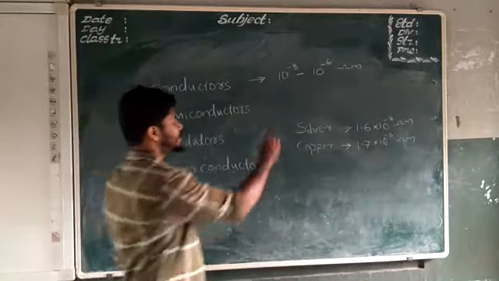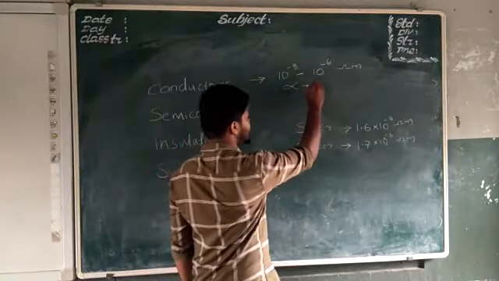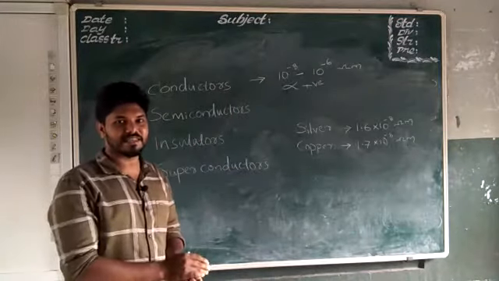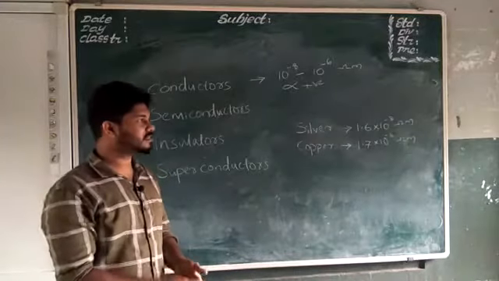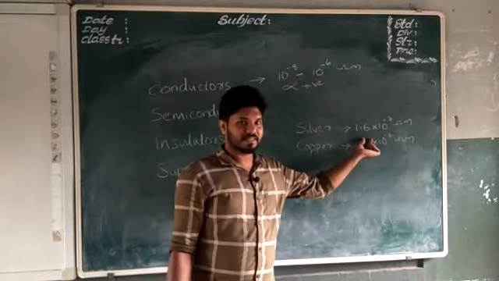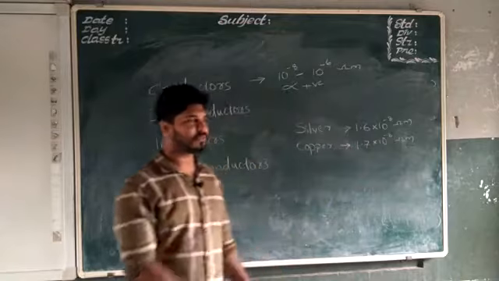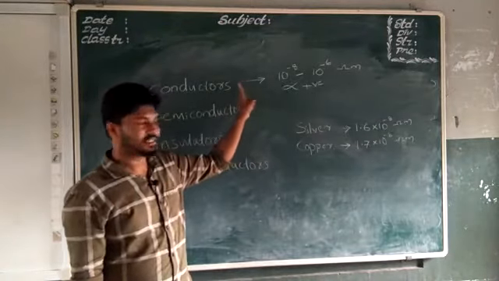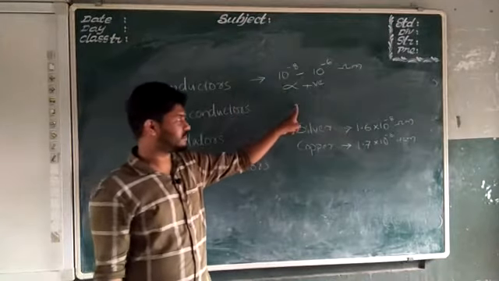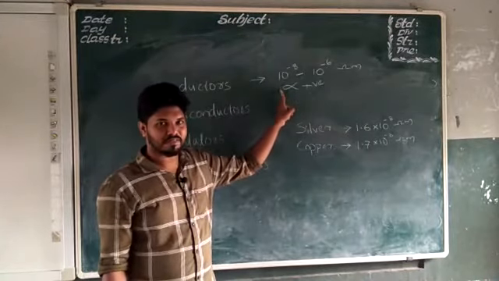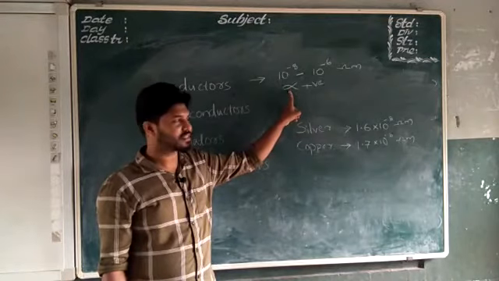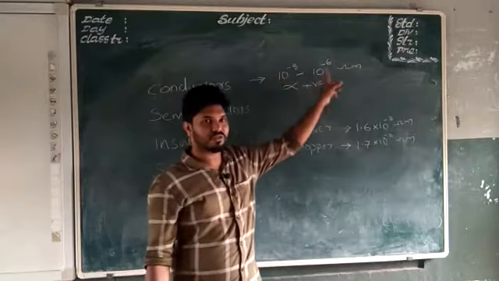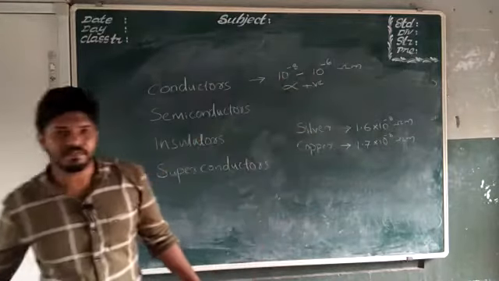And see, their alpha is positive. What does positive alpha mean? Their resistivity increases when we increase the temperature. Remember the point. These are the 2 points to classify the materials based on resistivity. Alpha is the temperature coefficient of resistivity, and this is the direct resistivity range, 10 raised to minus 8 to 10 raised to minus 6 ohm meter. Hope it is clear for you.